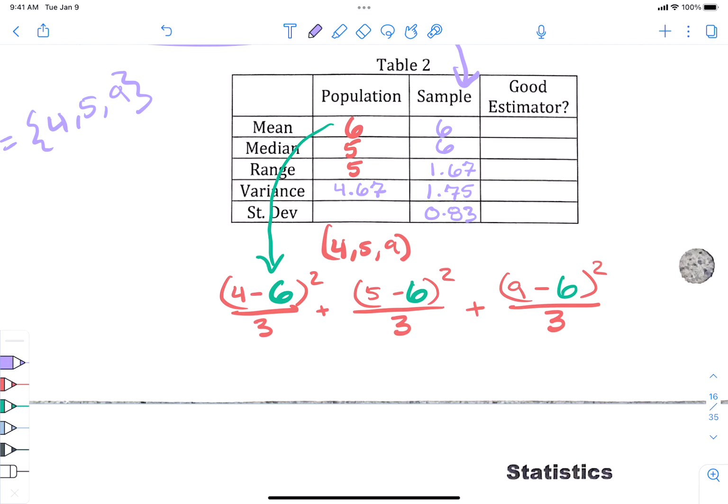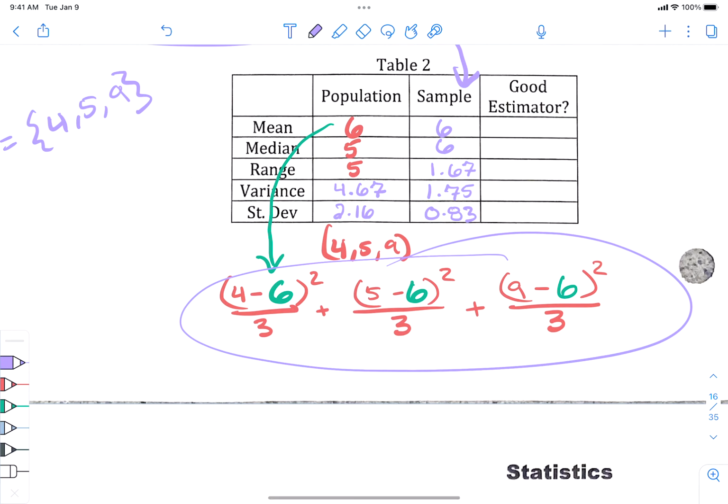Okay, standard deviation. I got 2.16. It's the square root of 4.67. So we do this process, and then the square root of that gives me the standard deviation. The square root of 4.67 equals 2.16. If you need to write that in there, you can.